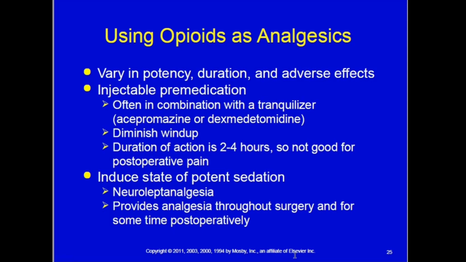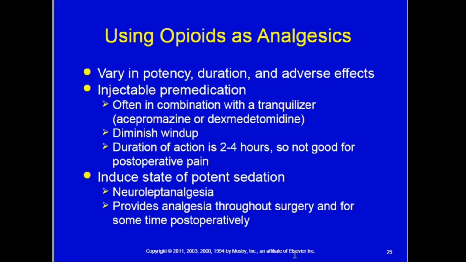In anesthetic daily practice for surgery purposes, we basically use opioids as analgesics. For example, commonly used are fentanyl and morphine. Opioids vary in potency, duration, and adverse effects. Injectable premedication is often in combination with a tranquilizer. The duration of action is around 2 to 4 hours, so it is not good for post-operative pain. During surgery, the patient is not having pain, but after surgery, once the duration of action has gone, the patient will experience pain.